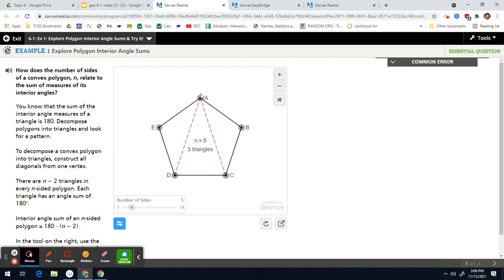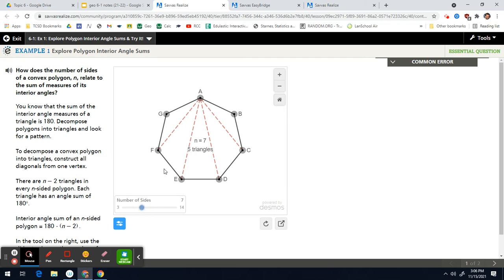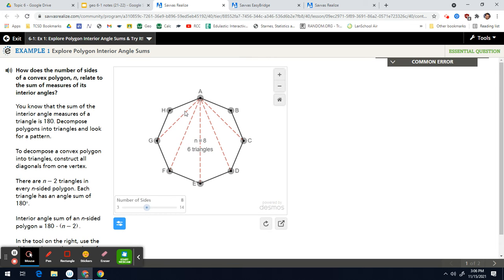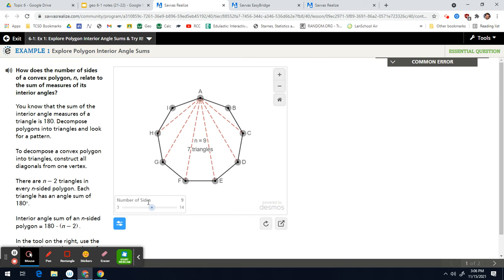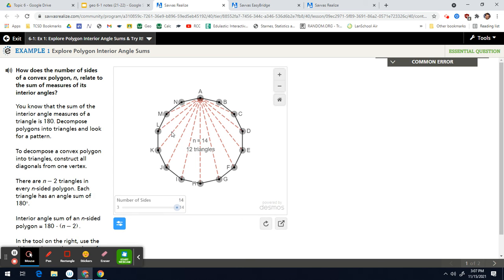If there are 5 sides, notice now if we draw all the diagonals from one vertex, we have 3 triangles. If we have 6 sides, again if we draw all the diagonals, we get 4 triangles. If we have 7 sides, a heptagon, we have 5 triangles. With 8 sides, an octagon, we have 6 triangles. 9 sides, a nonagon, we have 7 triangles. 10 sides is a decagon, we have 8 triangles. And let's go all the way up to a 14-gon, I don't know what the name is, but if you draw the diagonals, you have 12 triangles.